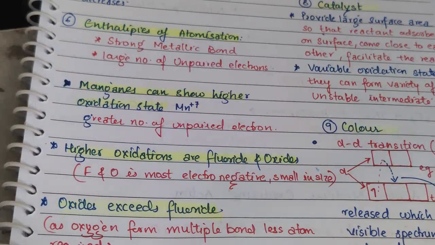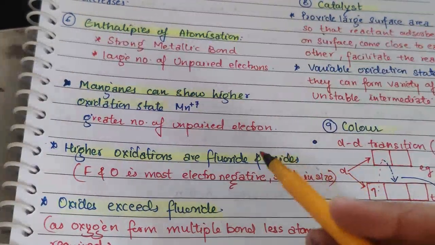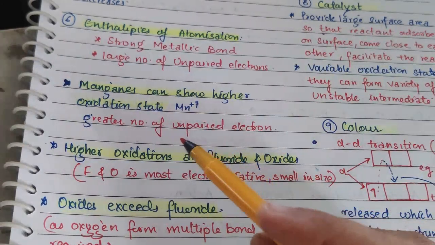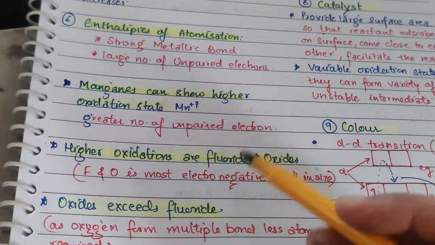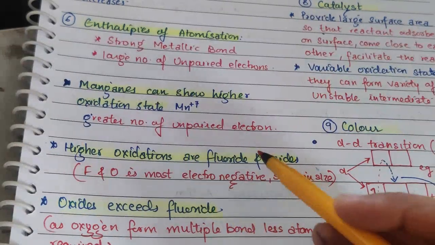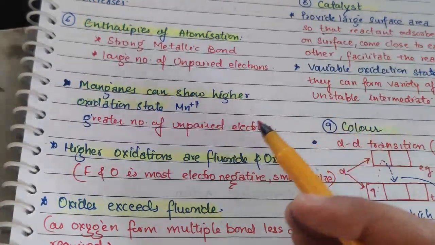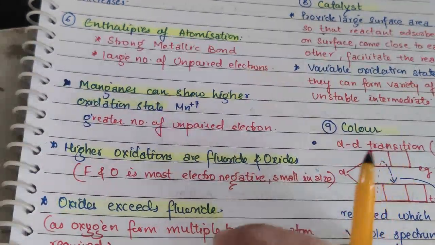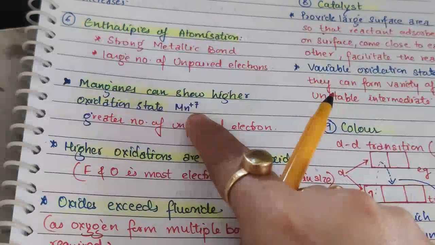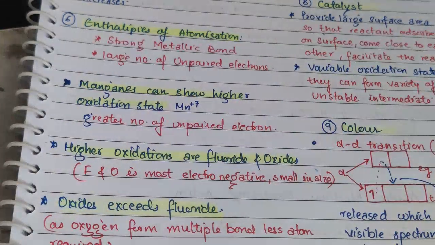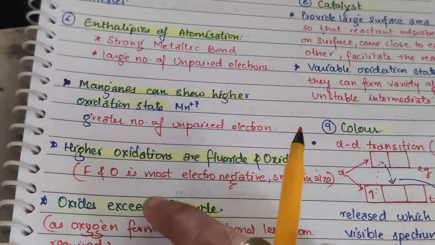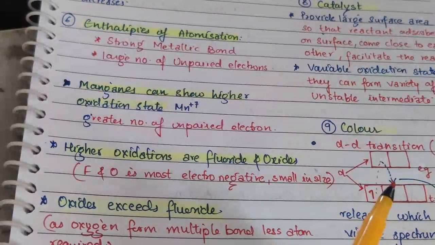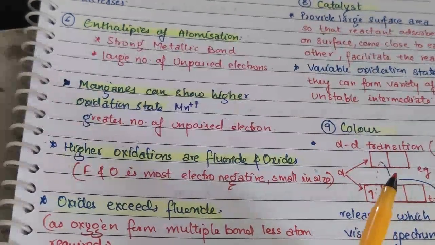Again I am repeating, why does the higher oxidation state exist as fluoride and oxide? For example, MnO4. You can easily observe that the higher oxidation state can exist in fluoride and oxide, and the reason behind it is that they are the most electronegative and small in size. Now, out of fluoride and oxide, oxide exceeds the fluoride. The reason behind this is that for +7 Mn, 7 F are required, but in this case it requires only 4 O. As oxygen can easily form multiple bonds, fewer atoms are required, so there will be less steric hindrance in that case.